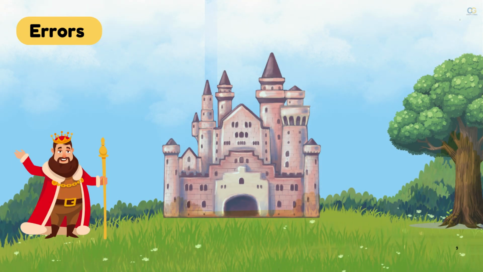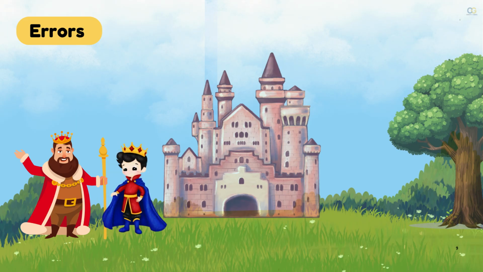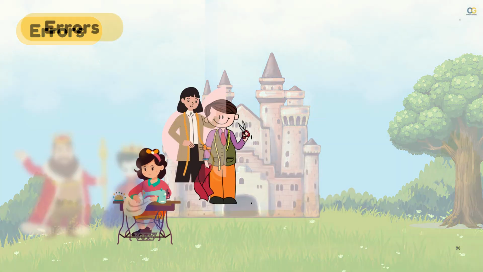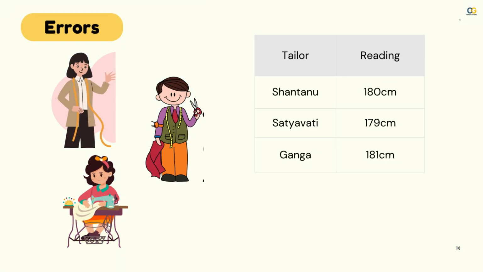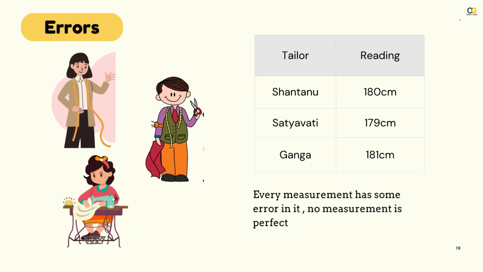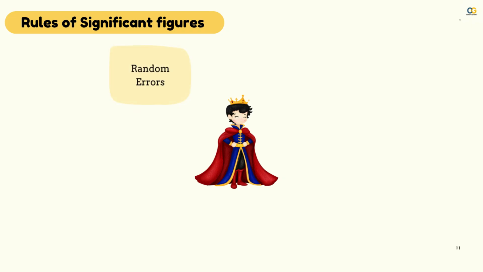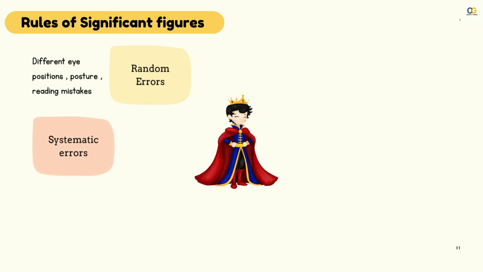So the king wanted to build a rope for the prince and called 3 tailors to help measure the height of the prince to make the new rope. The 3 tailors, Shantanu, Satyavati and Ganga, had different readings for the rope and wondered why each reading was different. Well, the minister then mentioned that every measurement has some error in it and no measurement is perfect. The different errors are random errors, which happen because of human errors such as different eye position, posture, reading mistakes, etc. Systematic errors are errors where the measuring device itself is faulty.